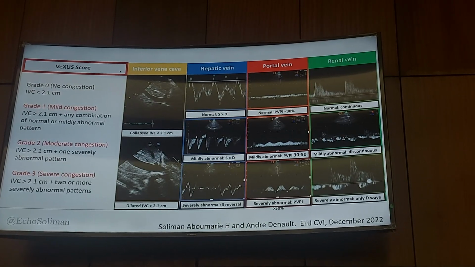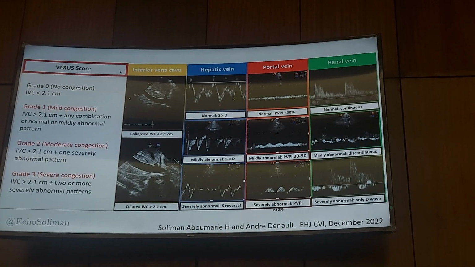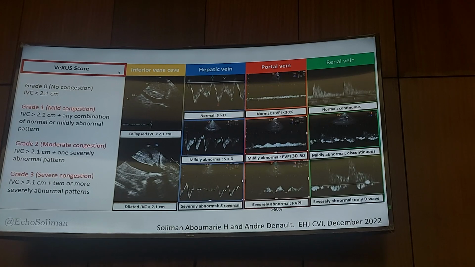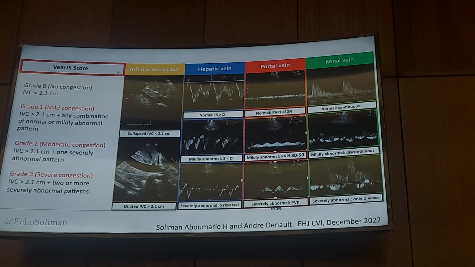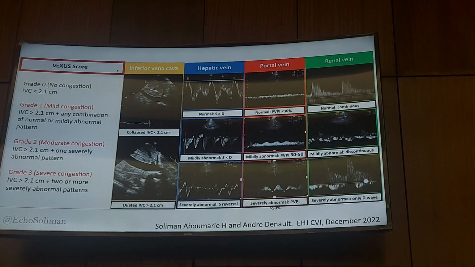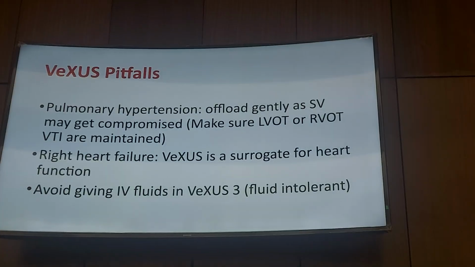In my practice, I see a lot of patients with VExUS score 3 whom I didn't expect to see with VExUS score 3. Maybe we had given fluids to patients with VExUS score 3 before doing VExUS, and now I realize it is difficult to manage fluid status without looking at the dark side of the venous circulation.